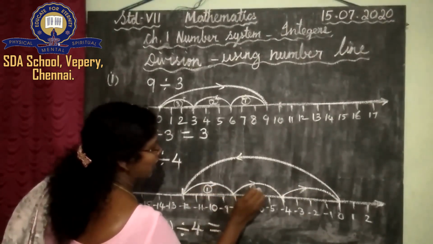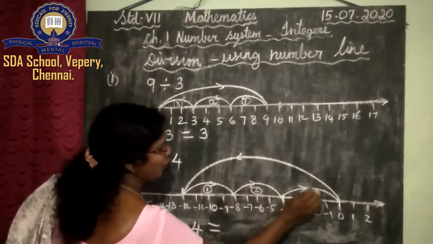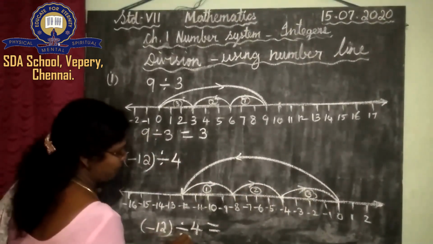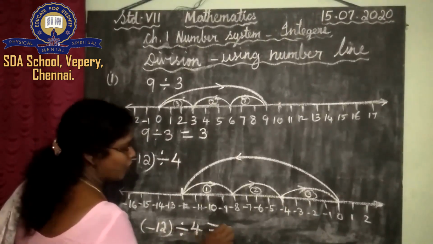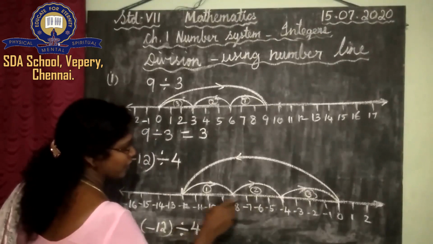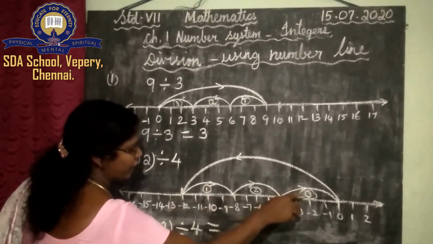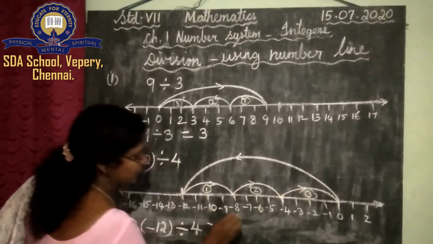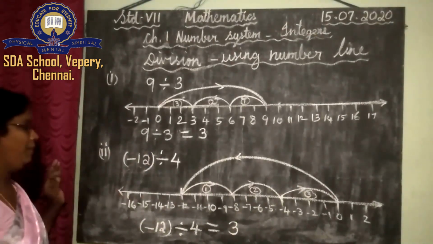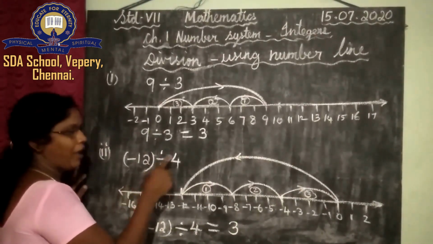1, 2, 3. So our answer is what? Minus 12 divided by 4 is what? What's the answer? Where does it reach? How many times? 3 times. Let me repeat once again. Listen carefully. Minus 12 divided by 4.